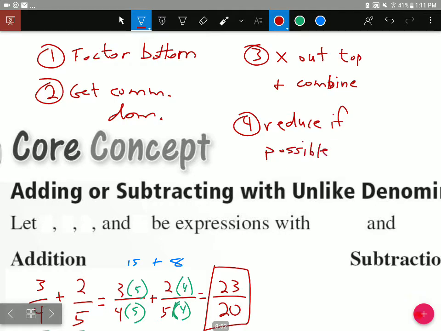So those are your overall steps here. We're going to factor the bottom. We're going to get a common denominator. And then we're going to multiply out the top and combine it. And then if we can factor and reduce, we'll do it. If we can't, you're done. So the fourth one may happen, the fourth one may not happen, but you always got to be ready for it.